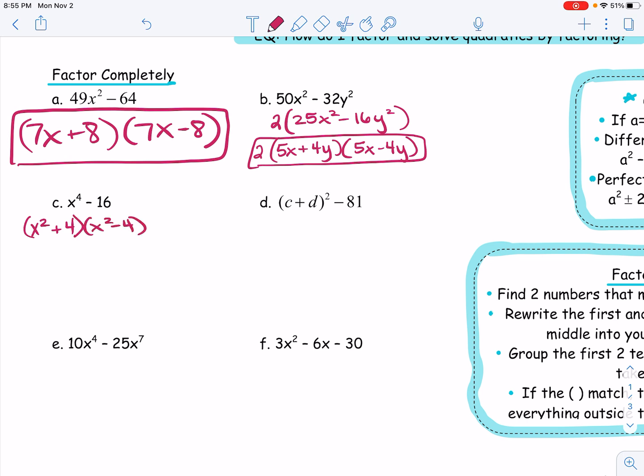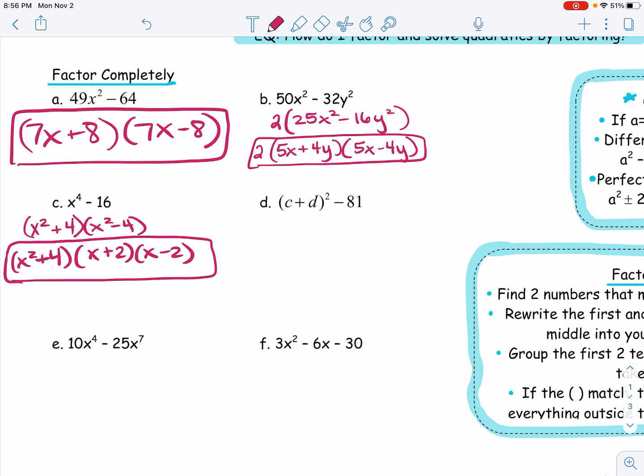But I don't want to stop here, because when I look at one of those factors, I have another difference of squares. x squared minus 4 is another difference of squares. Not x squared plus 4, but x squared minus 4 does give me that x plus 2 and x minus 2. And so now I am done.